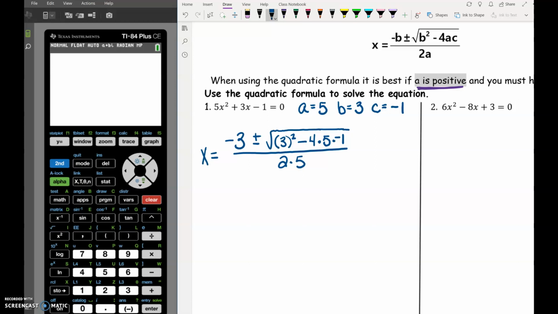If you've never tackled one of these before, this looks big and awful and scary. What you need to do is grab a calculator and take the stuff that's under the square root and punch that into a calculator. Don't punch the square root in, just the 3 squared minus 4 times 5 times -1. So 3 squared minus 4 times 5 times -1. I got 29.